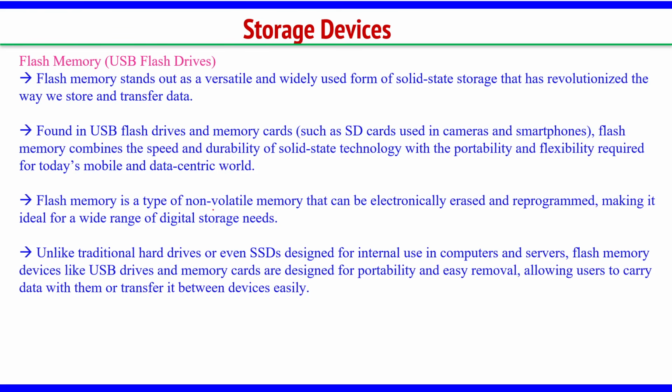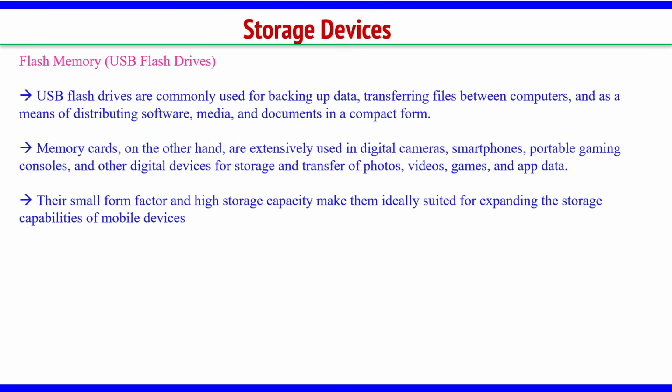So, it is a type of non-volatile memory that can be electronically erased and reprogrammed, making it ideal for digital storage needs. So, if you are having some good camera, you have to put some SD cards in that. That SD card is based on this concept of flash memory. USB flash drives are commonly used for backing up data, transferring files between computers, and as a means of distributing software, media and documents.